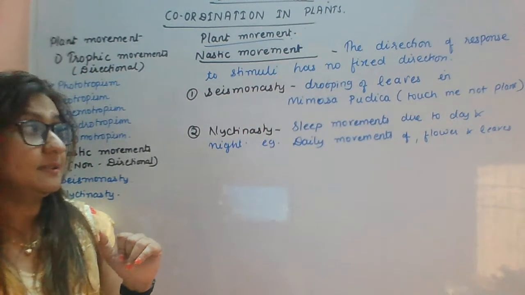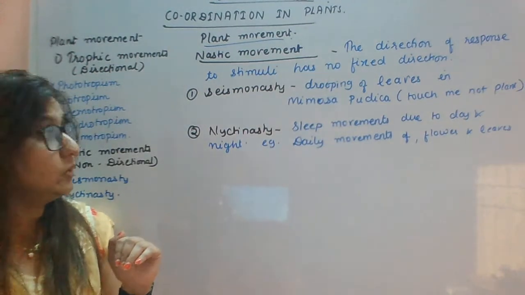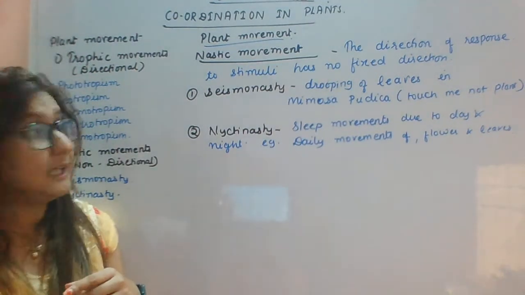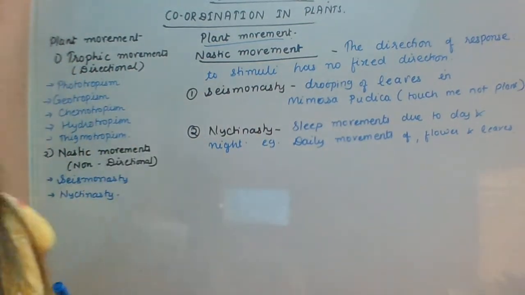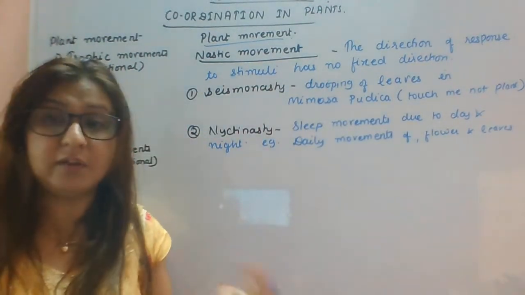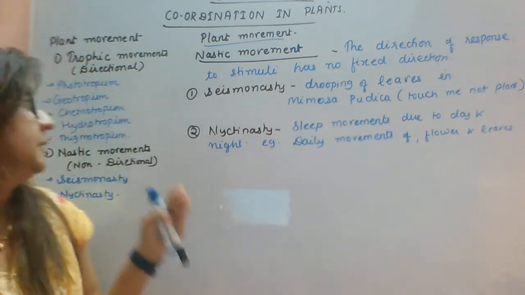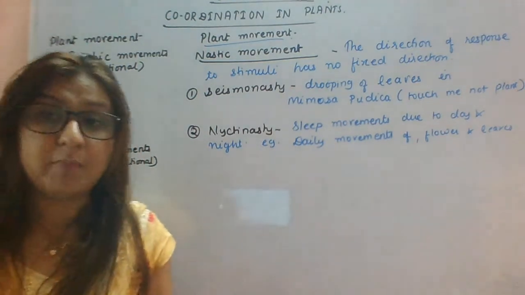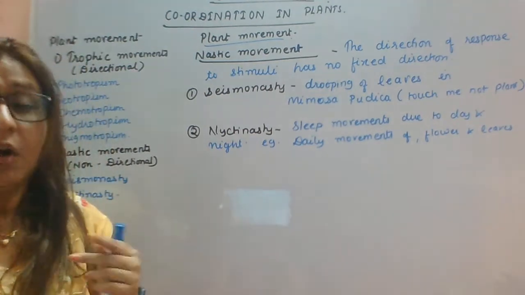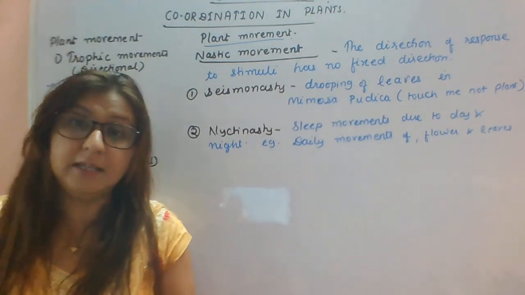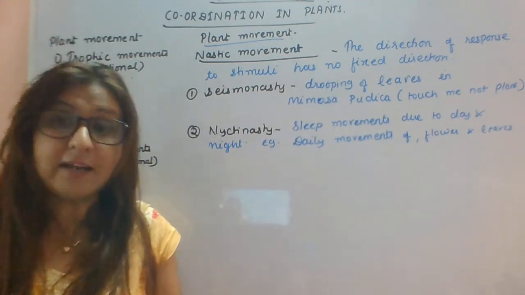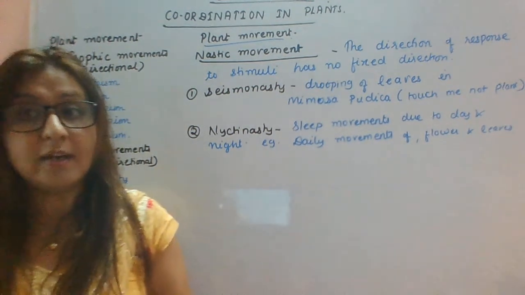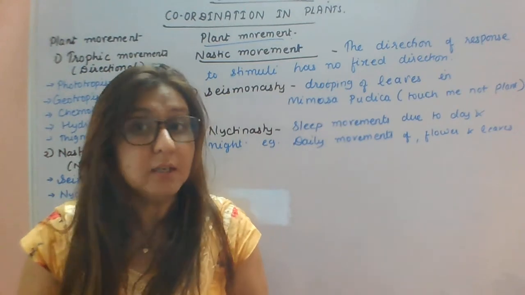Next is nyctinasty, that is the sleep movements due to day and night, or you can say the daily movement of flowers and leaves. So this is all about plant movement. We read two types of movement today: tropic movement and nastic movement, directional movement and non-directional movement. Okay, next topic. In the next topic, we will study hormones: what are endocrine hormones, what are exocrine hormones, what are plant hormones, what are animal hormones.